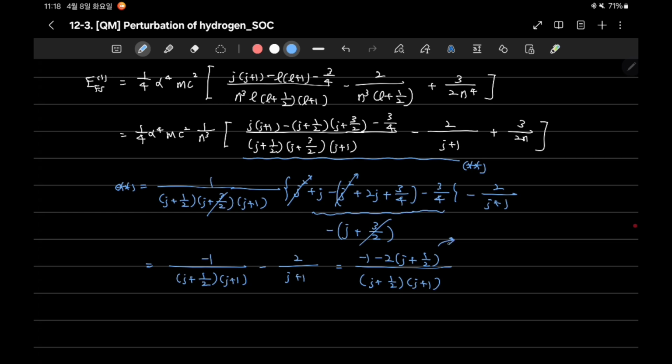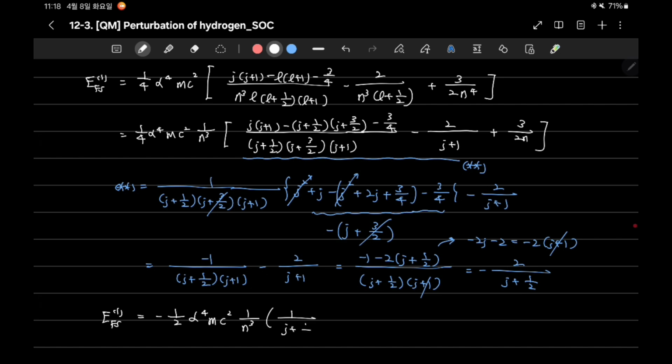Then this numerator is minus 2j minus 2, then is minus 2j plus 1, and j plus 1 cancel each other, so minus 2 over j plus 1 half. So finally, this fine structure first order is minus 1 half alpha to the 4 mc square 1 over n cube, then 1 over j plus 1 half and minus 3 over 4n.